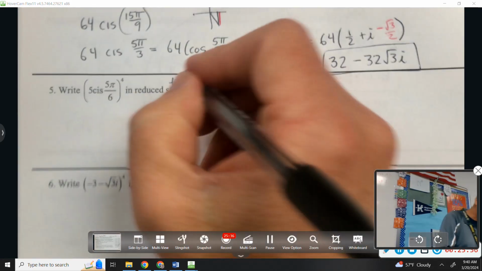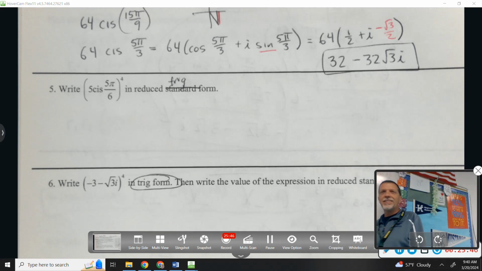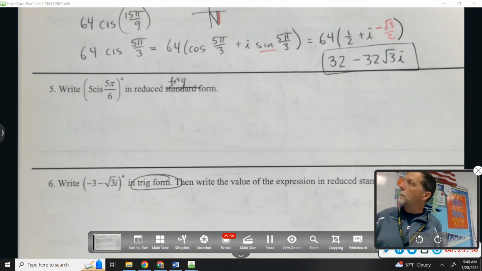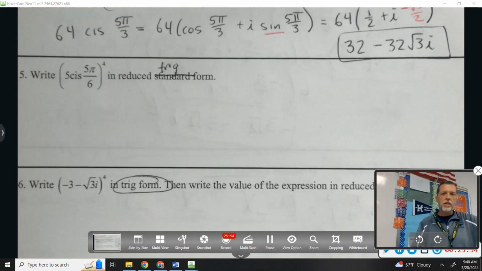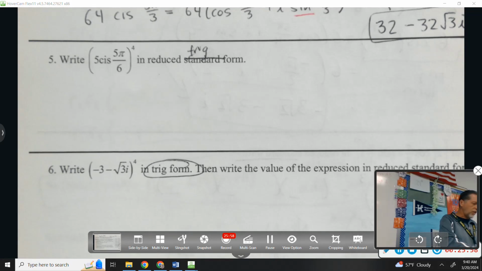Number 5, let's change it to trig form just to spare Jacob the hassle of using his unit circle. So why don't you try number 5? This should be really quick. Guess you got to figure out what 5 to the 4th is, but other than that.